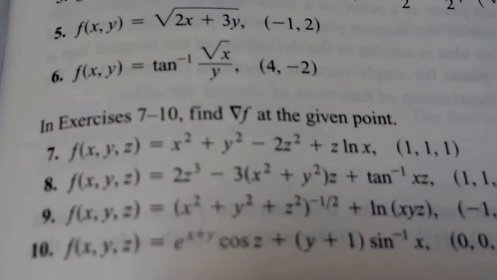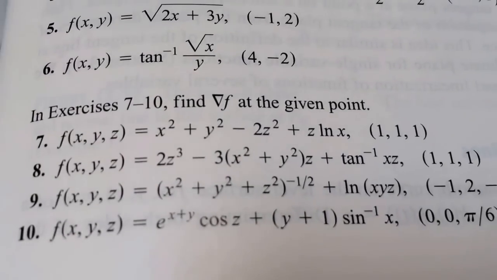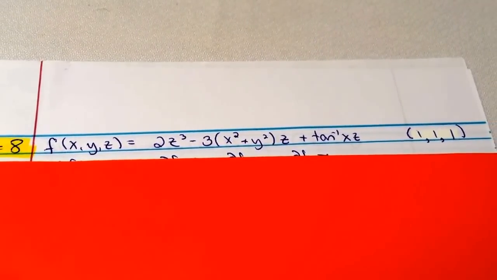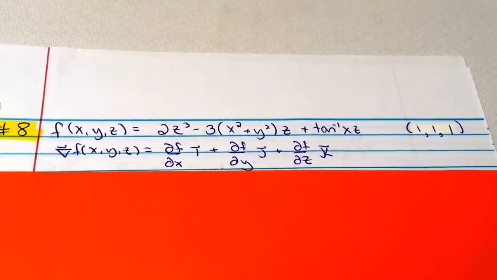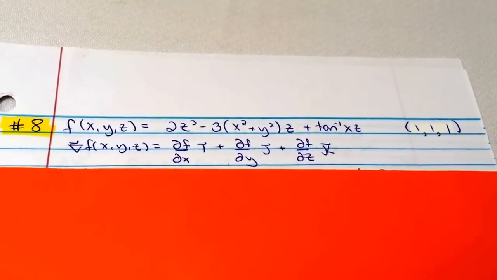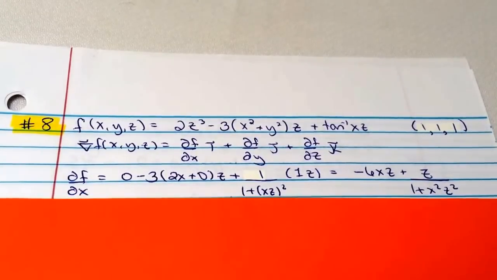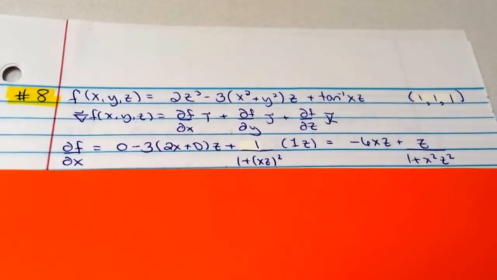All right, so let's look at the next group of problems. 7 through 10, it just wants the gradient vector at the particular point. So all we're doing is the gradient vector. So we're doing number 8. Let's get it closer. All right, so here's my function. My point is 1, 1, 1. So I need to start by finding my gradient vector as a function. So I'm going to start with the individual partial derivatives.